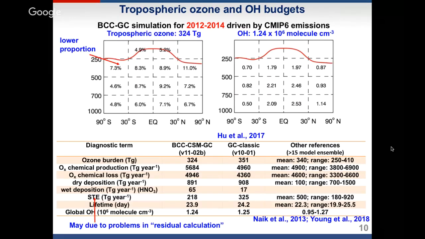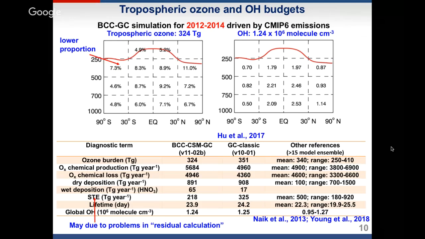We find that the global burdens of tropospheric ozone and OH are in good consistency with the literature, but again, the model shows a low proportion of ozone at the upper troposphere compared to other studies. The chemical production and loss of ozone are somewhat higher than classic GEOS-Chem, probably due to differences in meteorology and emissions, but still fall in the range reported by other models. The largest difference appears to be STE, for which the model shows a notable low bias compared to other models. So we are still working to figure out a better way to identify STE in the model.